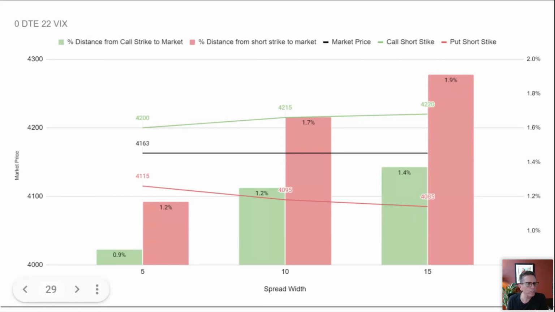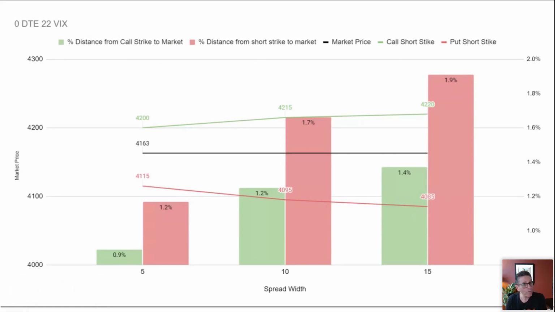Okay, not so much for the call spread, but definitely for the put spread. And then if you go to 15 wide, it goes a little bit higher, but it's not really worth it to go 15, and that's why I made the decision a while back just to use 10 wide.